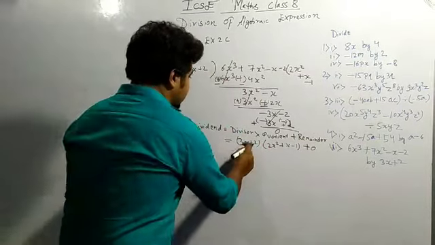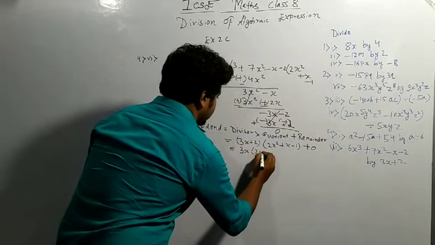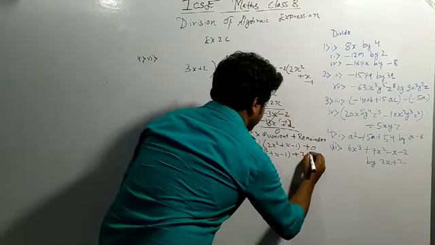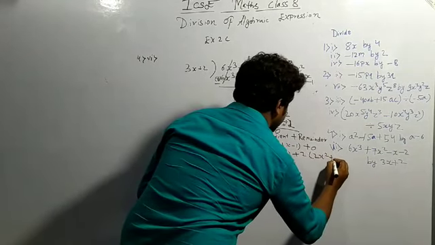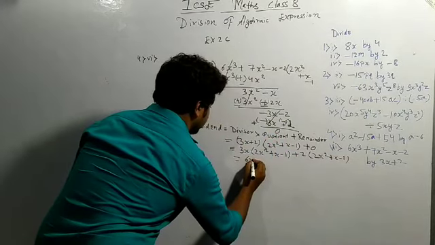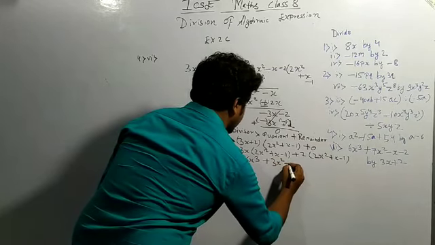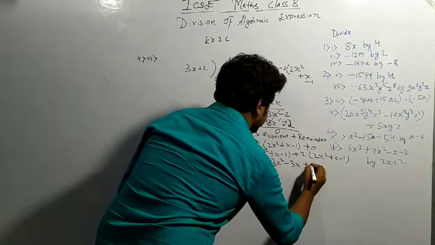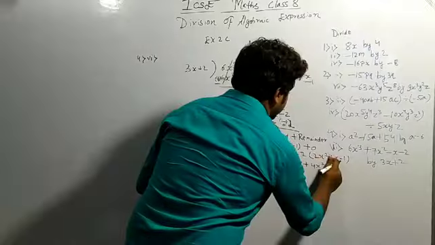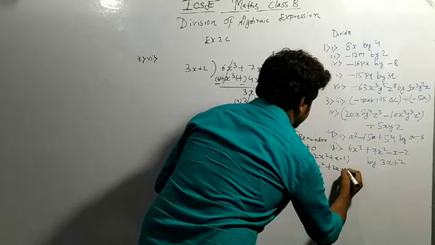So again we'll be multiplying 3x with all 3 terms: 3x into 2x square plus x minus 1, plus 2 into 2x square plus x minus 1. So it is coming out to be 6x cube plus 3x square minus 3x plus 4x square. 2 into 2 is 4x square, and 2 into x is 2x. 2 into minus 1 is minus 2.